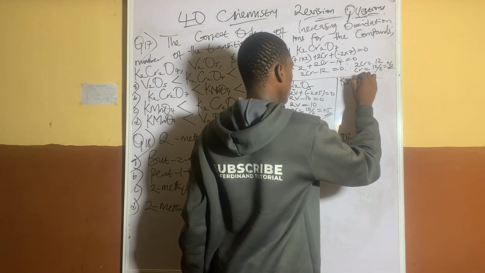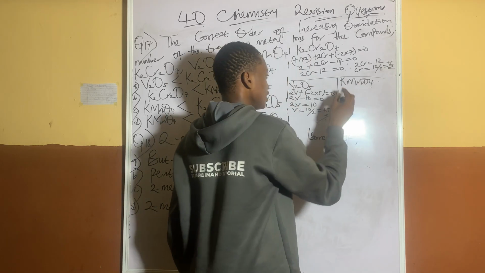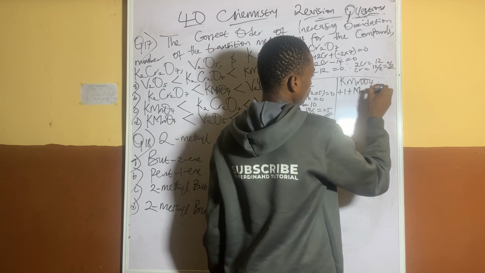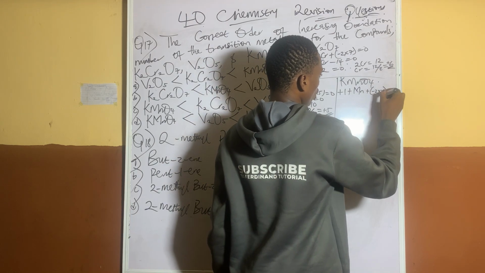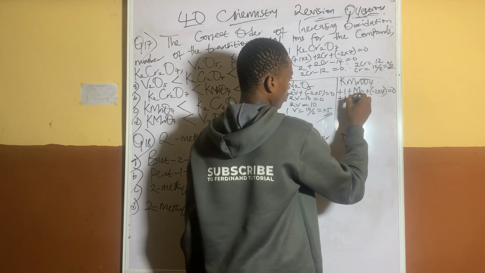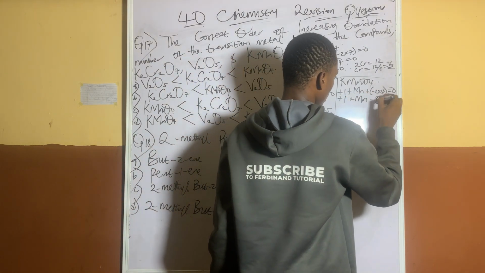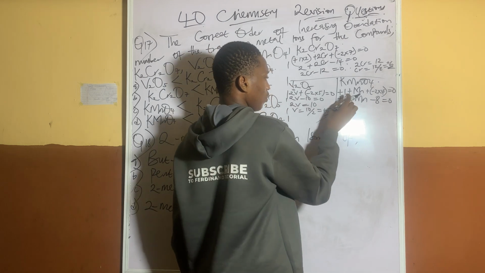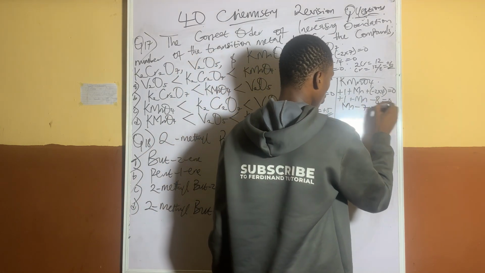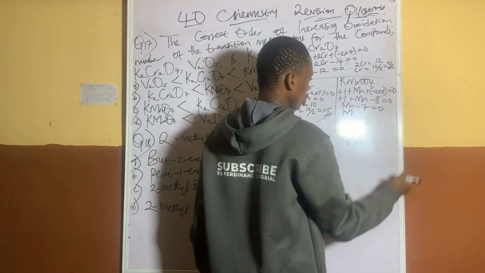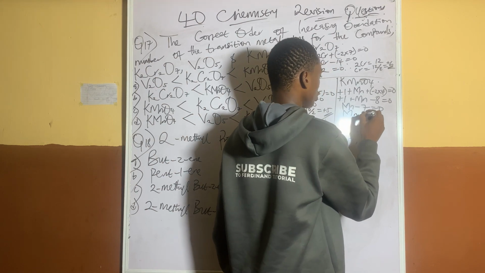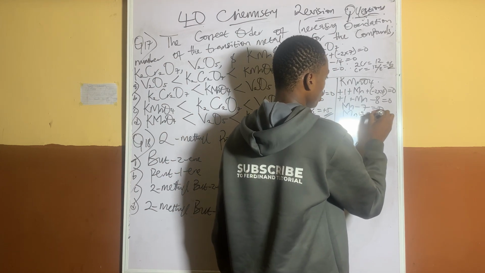For KMnO4, anywhere I see K is plus 1, plus Mn, plus minus 2 times 4, is equal to 0. So plus 1 plus Mn minus 8 equals 0. Collecting like terms, plus 1 minus 8 is minus 7, so Mn minus 7 is equal to 0. The minus crosses over the equality sign to turn positive, so Mn is equal to plus 7.